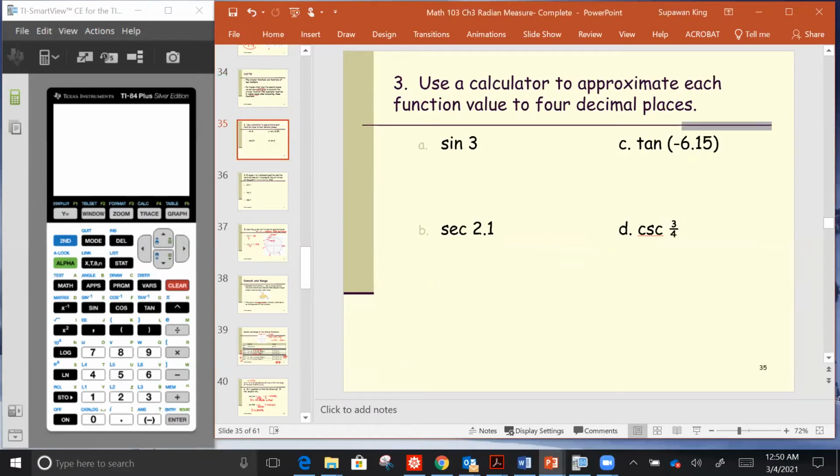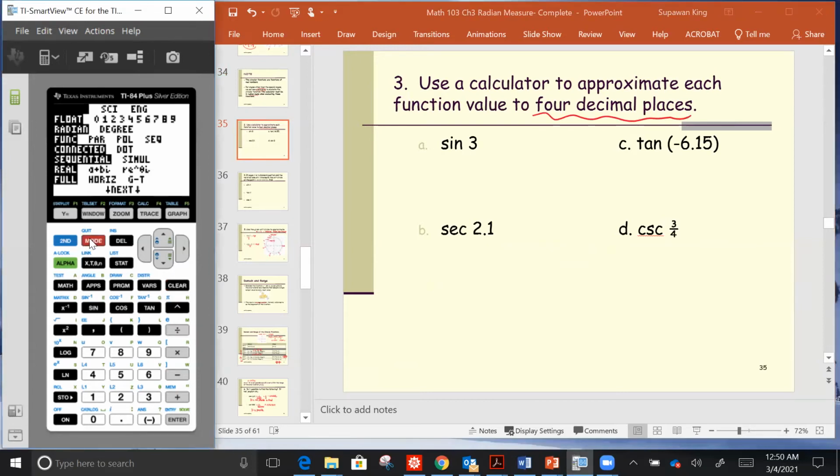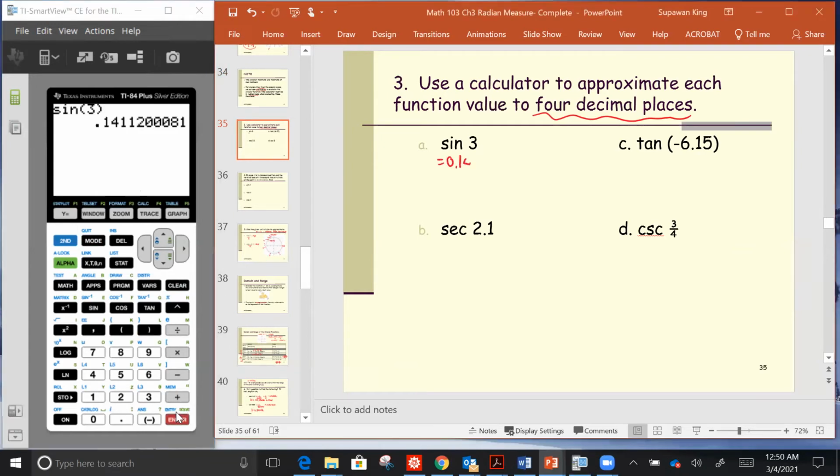For example 3, use a calculator to approximate each function value to 4 decimal places. Make sure your calculator is in radian mode. Let's check. Yes, it is in radian mode. And then we are going to find the sine of 3 in part A. So we get 0.1411 for 4 decimal places. The fifth digit is 2, which is less than 5, so we just disregard the number 2 and the rest of the decimal places.